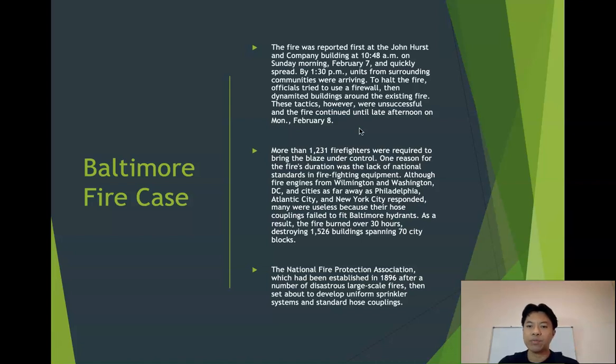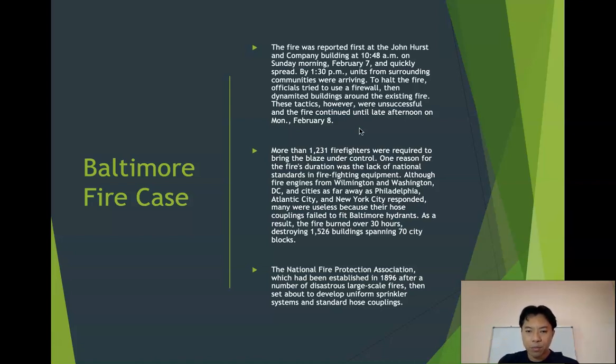By midday, units from surrounding communities were arriving, so lots of fire brigades came with their own fire trucks and tried to use a firewall, and it didn't work. Then they tried to use explosions. They dynamited the surrounding buildings to stop the fire spreading, however unsuccessfully because the fire was too big. And the fire continued to the 8th of February. So the 7th of February it started, and on the 8th of February there was still fire in the town. More than 1,231 firefighters were required to bring the blaze under control. So you have a very big fire and more than 1,000 firefighters there.